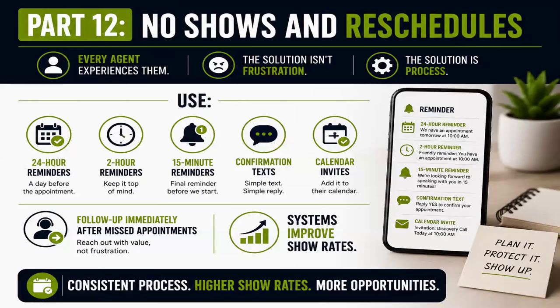Follow up immediately after missed appointments. Reach out with value, not frustration. If somebody didn't make the meeting, they might have a good reason, they might not, but they were interested in what you're talking about. That doesn't mean schedule 6 meetings with somebody who no-shows you every time. You have to guard your time. You have to set up expectations. Remember, systems improve show rates. So consistent process, higher show rates, more opportunities. More opportunities means more income.